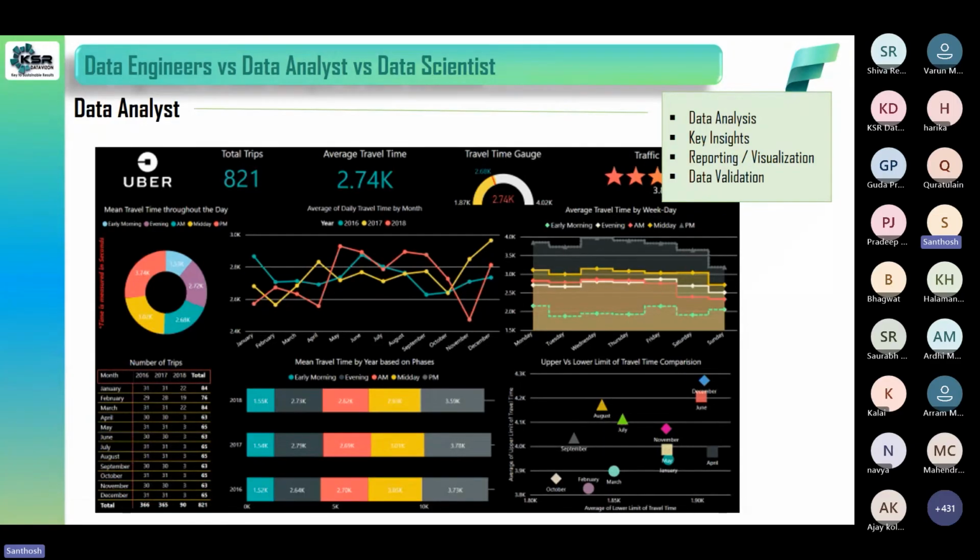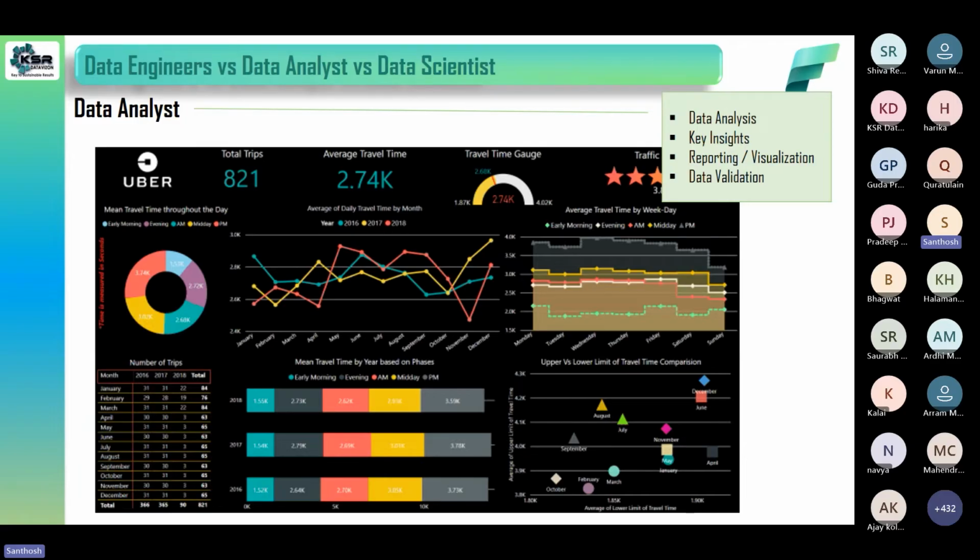Now the next question is, who is a data analyst? A data analyst is a person who tries to bring out the information in the data. They try to get some insights. They try to do some reporting. One of the best ways to understand your business is visualization. One of the best ways to understand your data is visualization. In this 21st century, people lack patience.